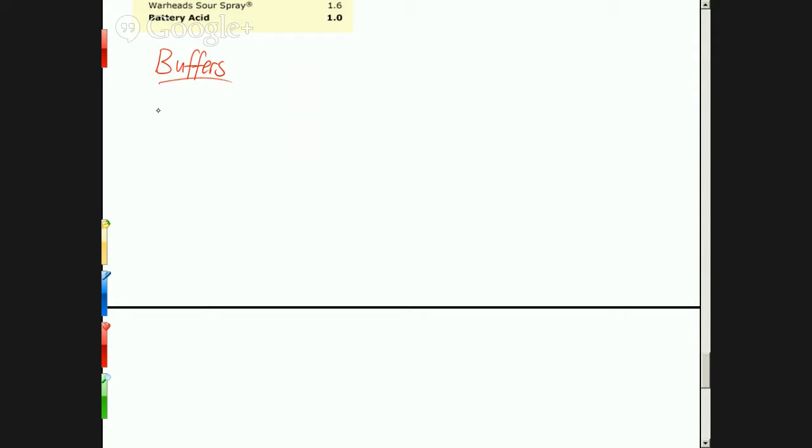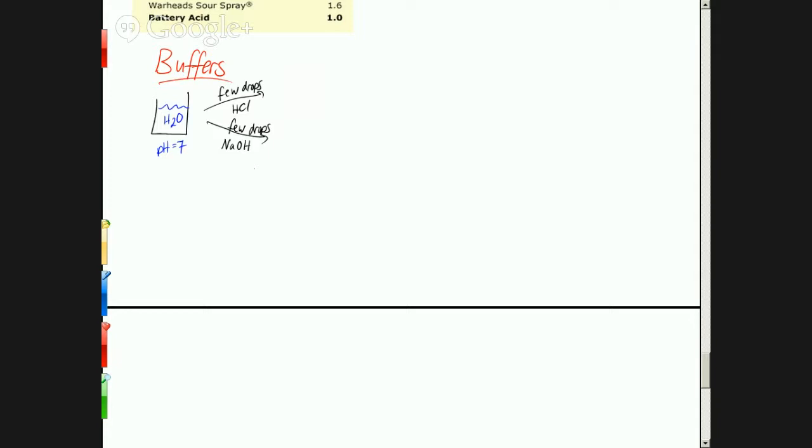So in a normal solution, let's say we've got some regular water, pH of 7. We can do two things to it. We add a few drops of HCl, or let's say we add a few drops of NaOH. And really just a few drops.